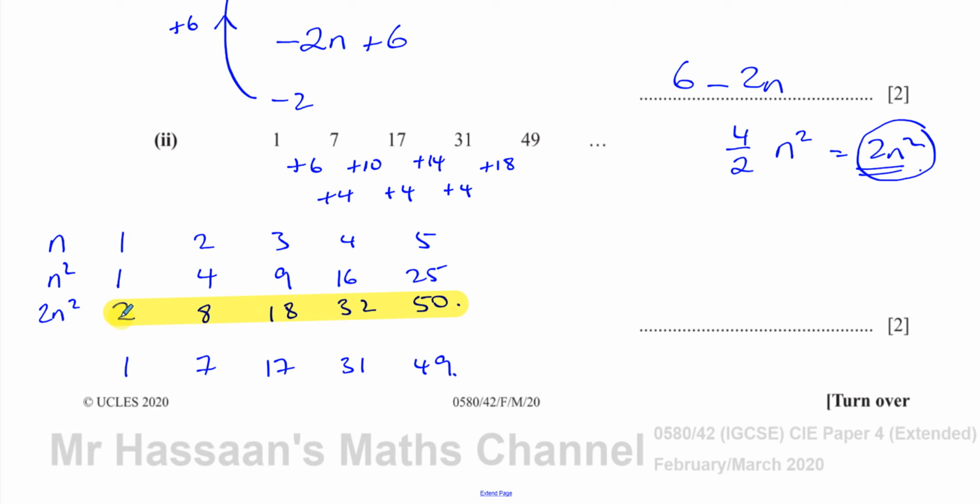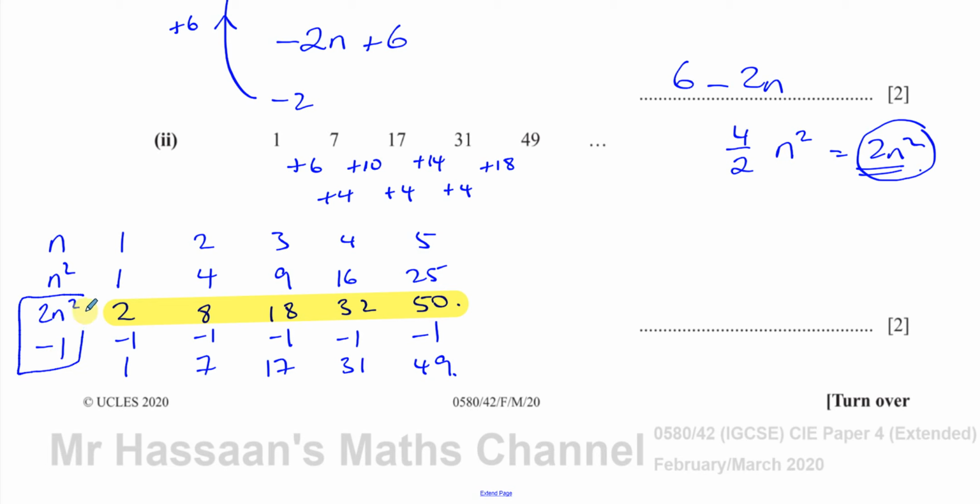But how do I go from 2 to 1? Well, I have to subtract 1. From 8 to 7, I have to subtract 1. 18 to 17, subtract 1. 32 to 31, subtract 1. 50 to 49, subtract 1. So we can see that this line is all a constant of minus 1.